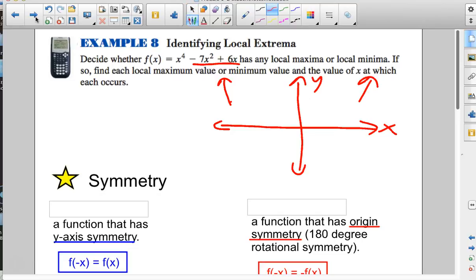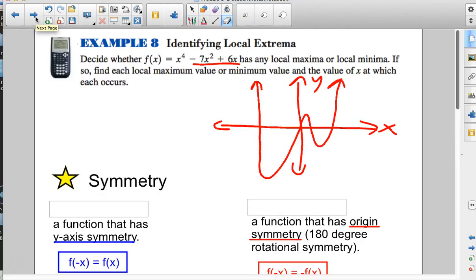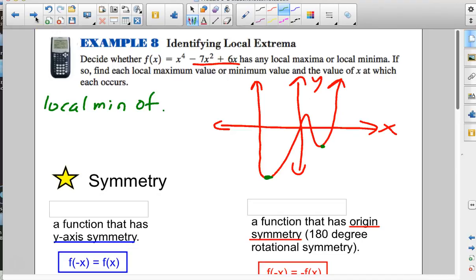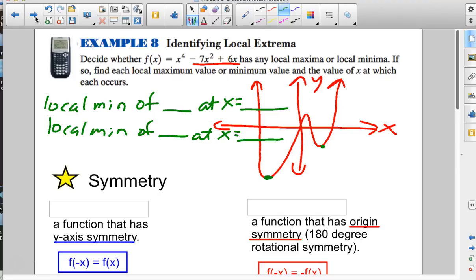So a quick sketch would have us doing, I don't want to make this so wide. Something along those lines. So we first would identify, hey, we've got what look like 2 local minimums right there. So local min of blank at x equals blank. And then we have a local max, which is probably more over here.